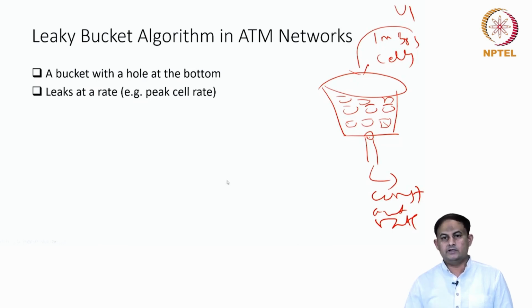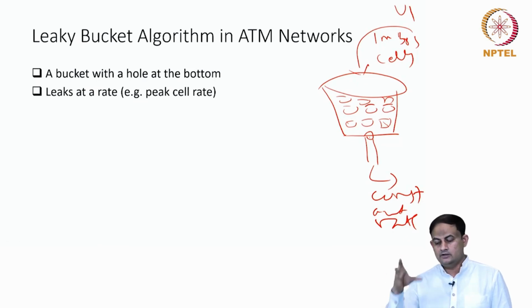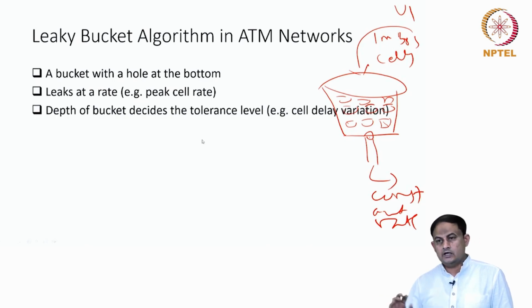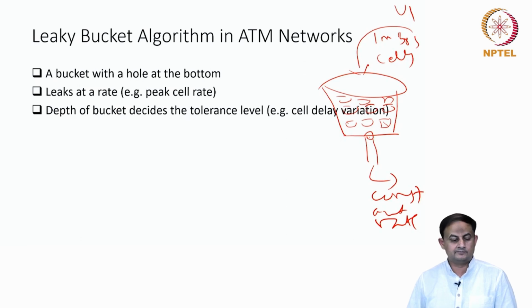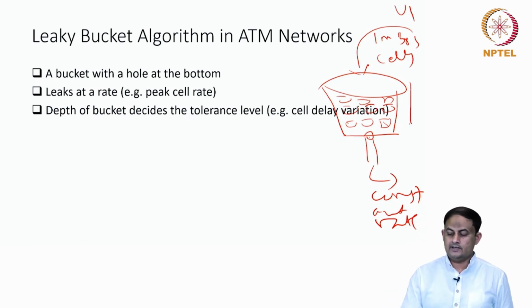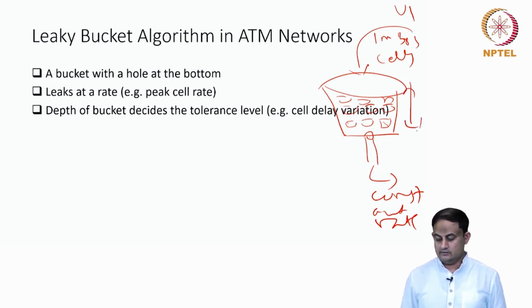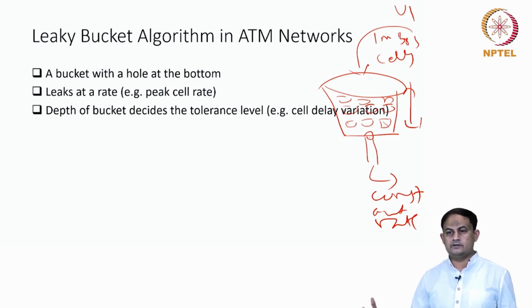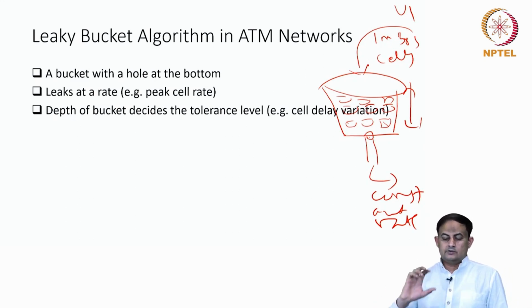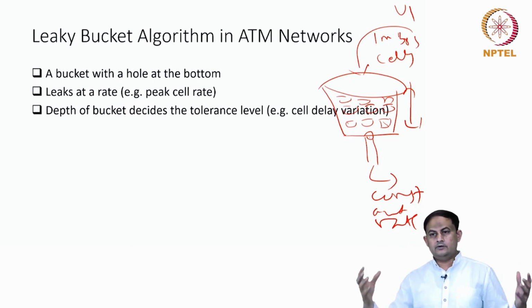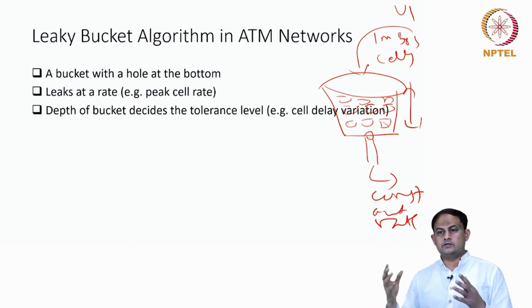When the bucket is full, something is given by the end user, so that is exiting at this particular peak rate. If something is not available, then nothing is actually flowing through this bucket. So in a way, the bucket itself has a finite capacity, and the capacity can vary. It can accommodate maybe 10 cells, 100 cells, 1000 cells. That controls the bucket size, and dictates something called the tolerance level.